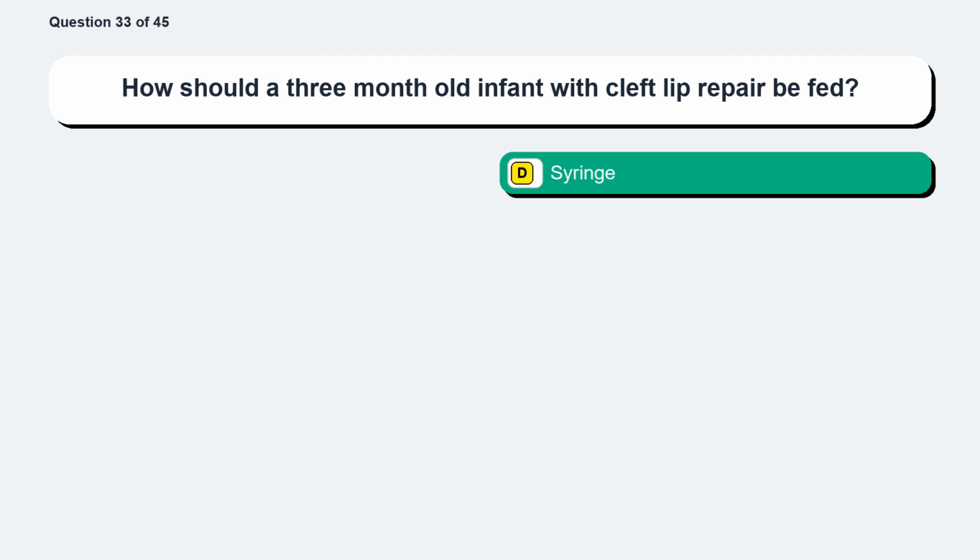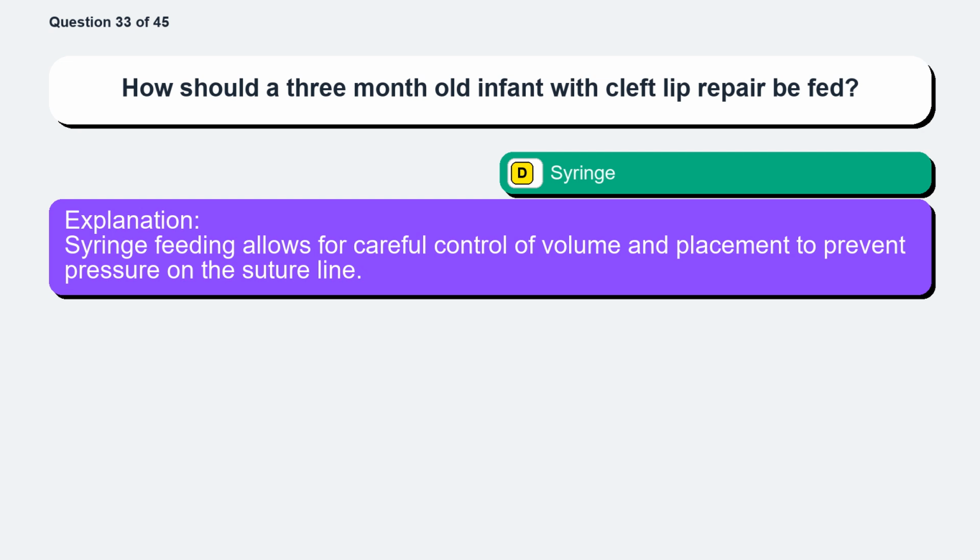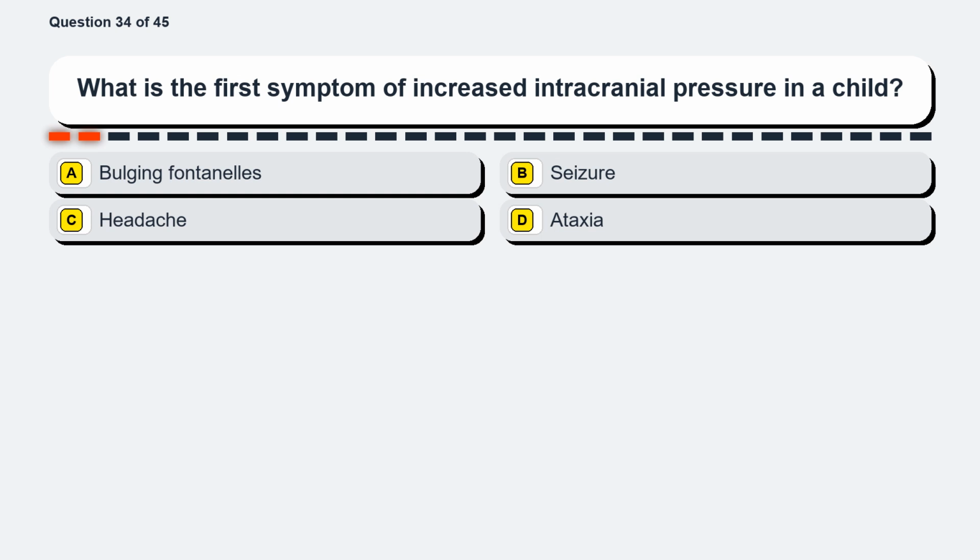The correct answer is option D. Syringe. Syringe feeding allows for careful control of volume and placement to prevent pressure on the suture line. Question 34. What is the first symptom of increased intracranial pressure in a child? Option A, bulging fontanelles. Option B, seizure. Option C, headache. Option D, ataxia.